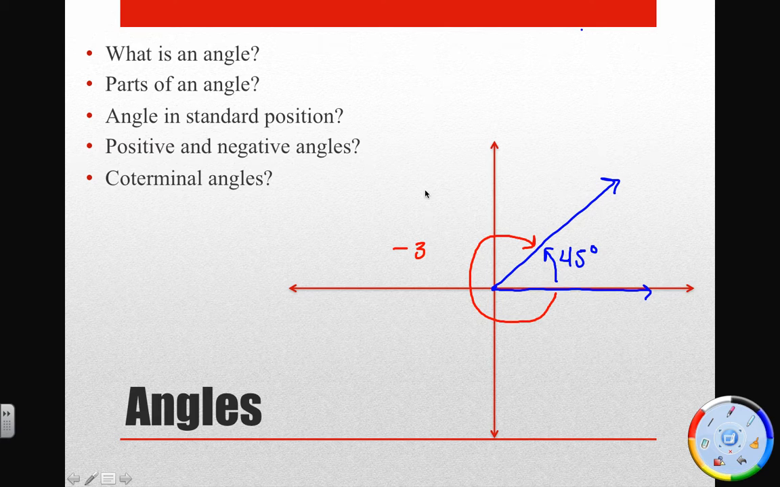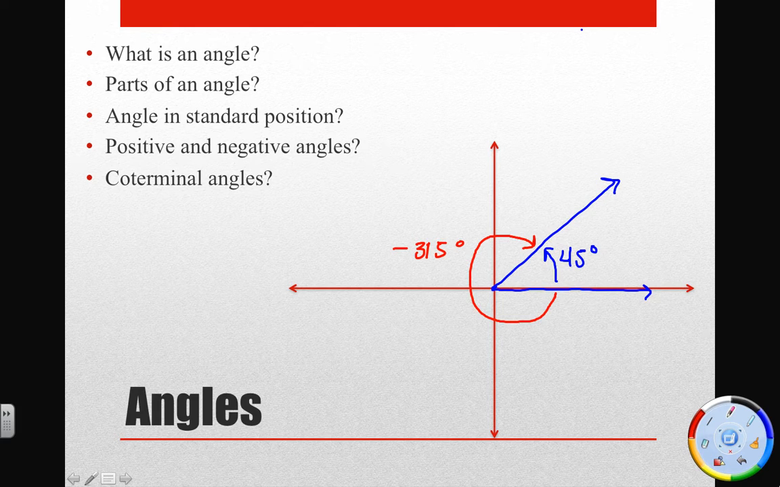300, not doing very well here. 315 degrees. All right, you might notice that 315 plus 45 is 360 because one full revolution is 360 degrees.